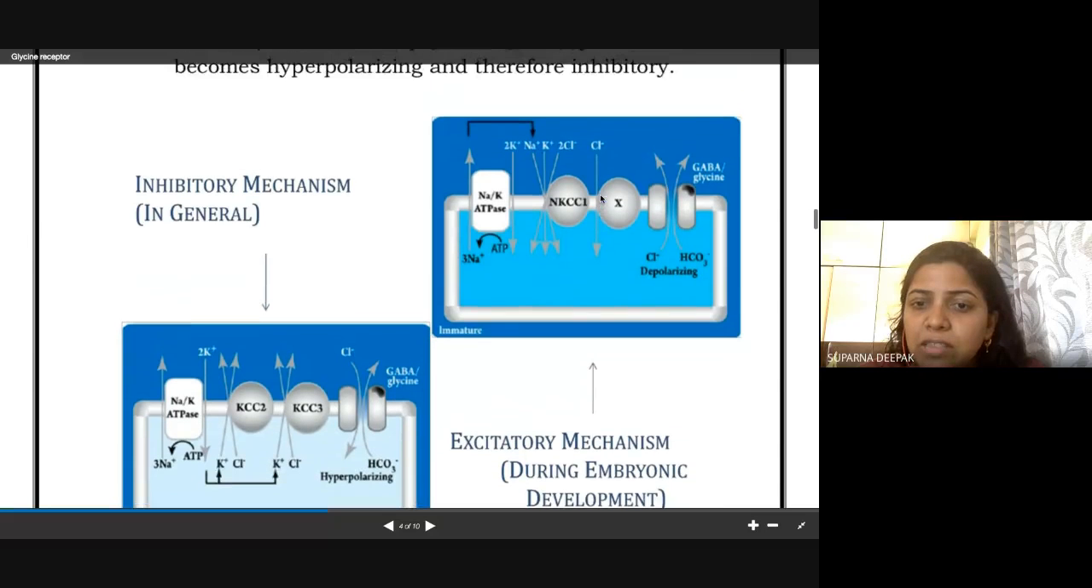Whereas if you see in these immature cells, that is in embryonic development, your chloride ions are coming inside. Look at these arrows. Here the chloride ions are going outside. Here the chloride ions are coming inside.